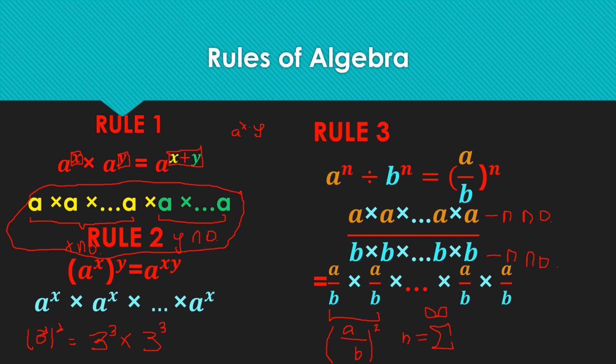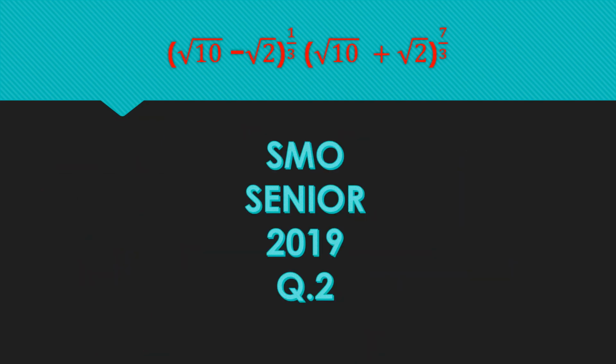Alright, let's move on. Now here are a few examples where we will use these 3 formulas. This is taken from Singapore Mathematical Olympiad Senior Round 2019, and this is question number 2. Root 10 minus root 2 to the power of 1/3 multiplied by root 10 plus root 2 to the power of 7/3. Now this is how it actually works. Take yourself some time. You may pause this video and try this question out.